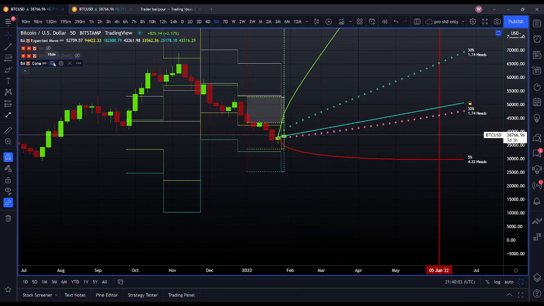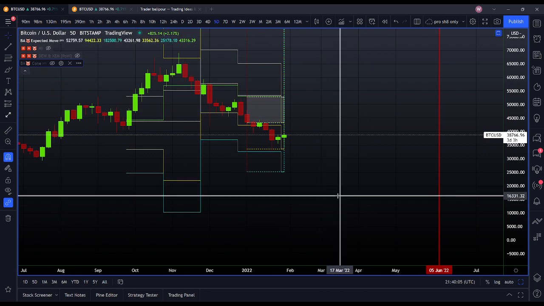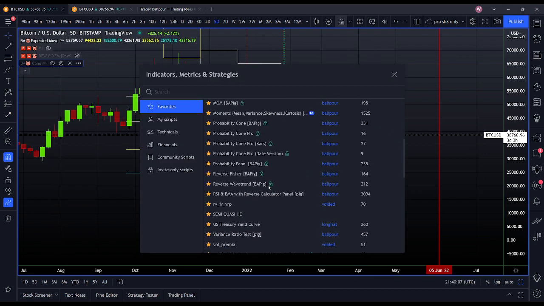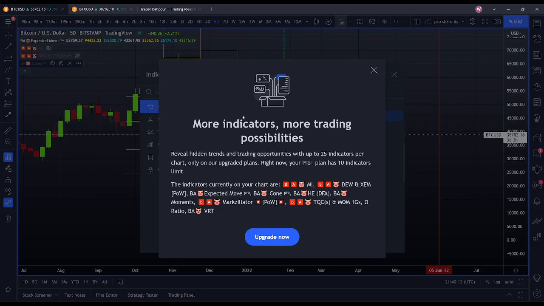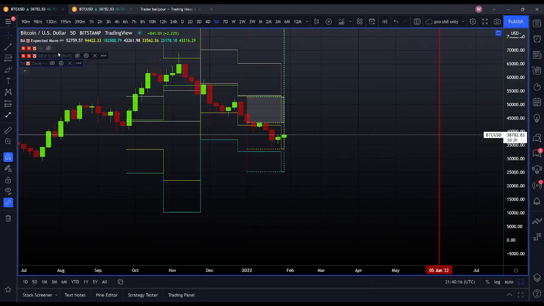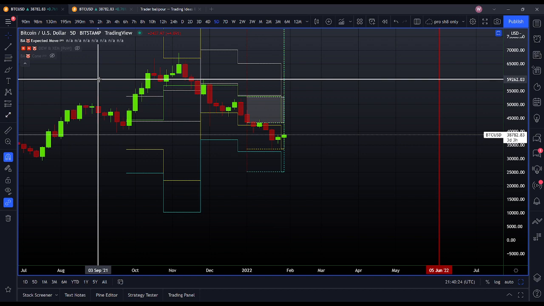What I'll do is I'll put on the normal probability cone, and that'll probably be easier. So this is the OG probability cone. There are many people trying to replicate it, but this is the OG probability cone on TradingView. And let's see, I'll take off mutual information. I'll put on the regular probability cone.